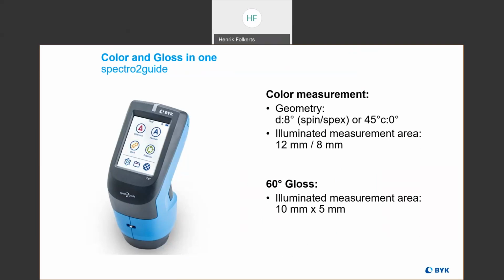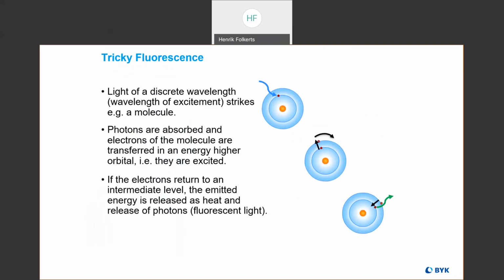Now, this is an actual built-in gloss meter with its own light source and detector. This is not a calculated gloss. This is an actual gloss measurement according to ASTM D523 and all those standard test methods. And you'll get the same performance out of that gloss meter, the same tight precision and accuracy as you do out of our standalone micro-gloss meters. So color and gloss in one with the Spectra 2 guide. And that brings us to our next topic, which is fluorescence.